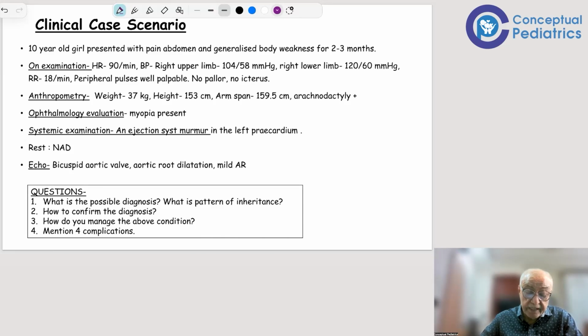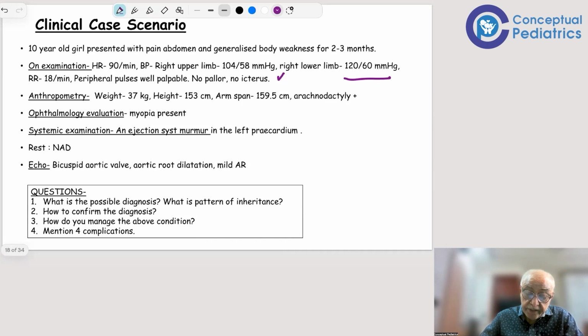A 10-year-old girl presented with abdominal pain and generalized body weakness for 2 to 3 months. On examination, heart rate was 90, and BP was okay in the right limb, that is for the 10-year-old. In the lower limb, of course, you have to have a gap of 20 higher, so it was okay. Higher in the lower limb, the BP was 120/60. All peripheral pulses were well palpable.